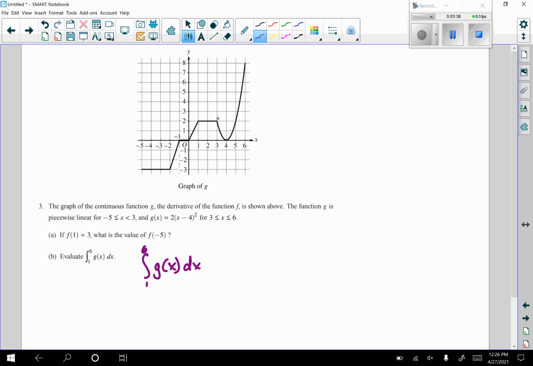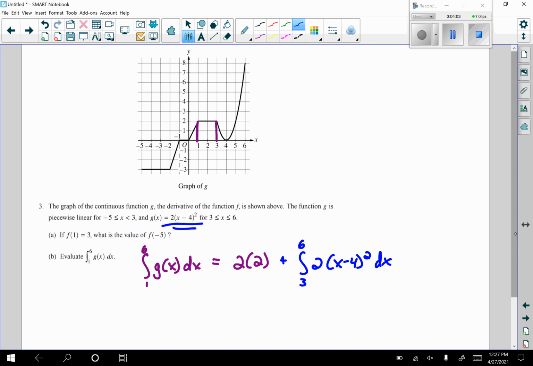So we're good with all line segments until we get to the parabola that's right here. So if we're just going from 1, I can just separate this from 1 to 3, and that's a nice square. So I get a 2 by 2 as we set that up. And then from 3 to 6, I'm going to use this expression. So then we're going to say plus the integral from 3 to 6 of 2 times (x minus 4) squared dx.